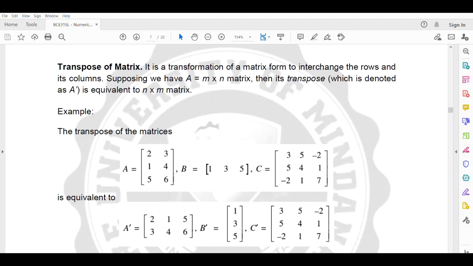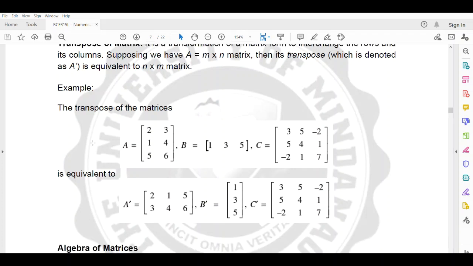Now we also have the transpose of a matrix, which is just interchanging the values of the rows and the columns. For example, we have here the matrices A, B, and C. As you can see, matrix A is a 3 by 2 matrix, which after you transpose it will become a 2 by 3 matrix. Its elements inside the matrices are also interchanged, as you can see from the rows. From 2 and 3 as the first row, it becomes our first column in the transposed matrix.